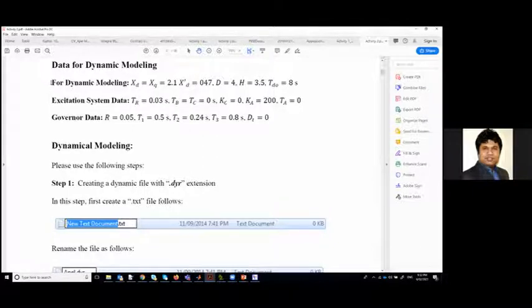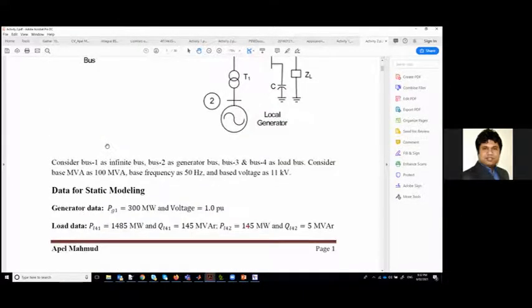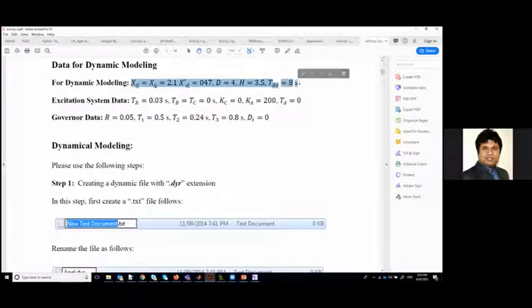This is related to the generator data. This is related to the excitation system data. And this is related to the governor data. That means when we do the generator modeling, we need to put all that information there. I asked you to consider this generator as a transient level generator. If the model is not given, based on the parameters that have been given, you can assume a model.